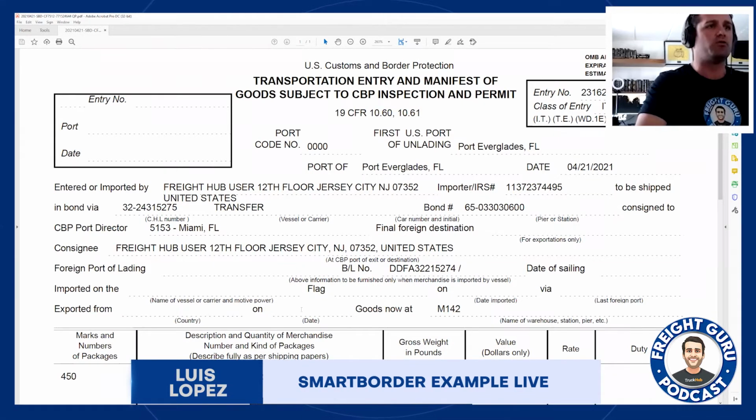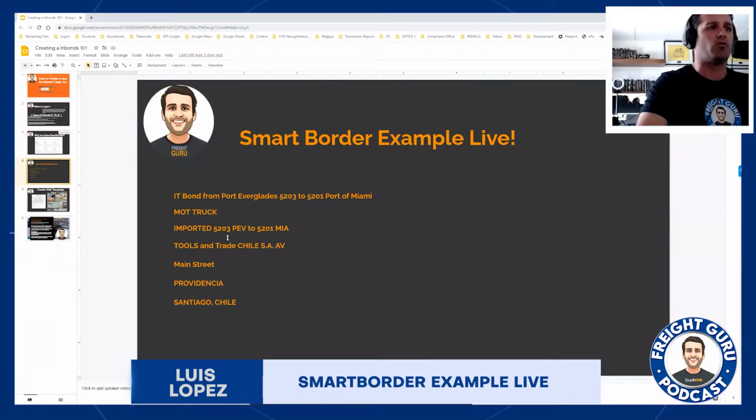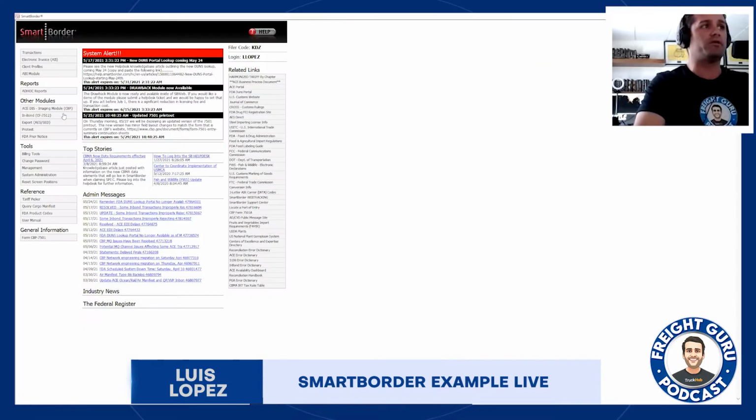So the first thing we're going to do is we're going to create this inbond using Smart Border. So step 1 is going to be to go into the Smart Border application. If you have not signed up to Smart Border, it's something that you can do rather quickly if you are a bonded carrier.